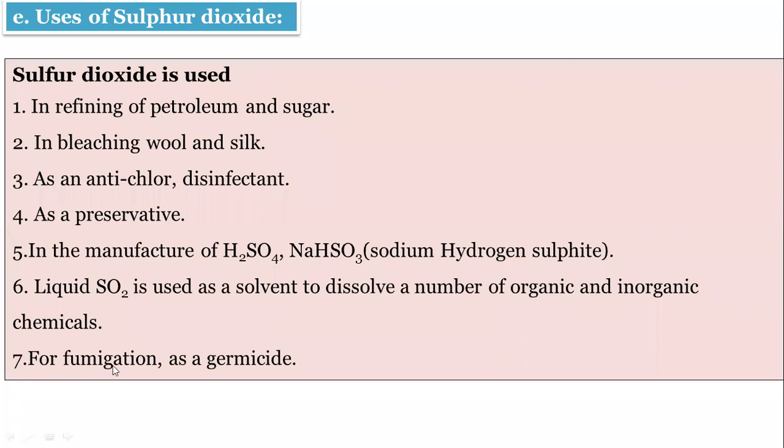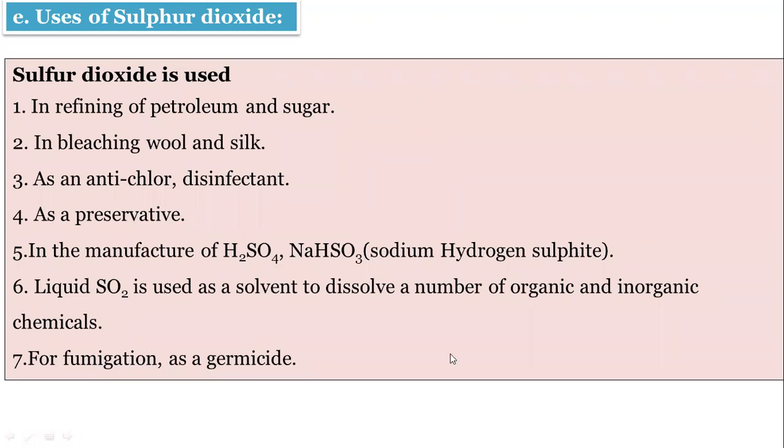Then liquid SO2 is used as a solvent to dissolve a number of organic and inorganic chemicals. It is also used for fumigation. Fumigation, you know, is one of the methods of pest control, in which the area is covered with poisonous gases. So for fumigation as a germicide, it is used. These uses can be asked in the examination for 2 marks. Write the uses of sulfur dioxide. Any 4 uses we have to write down.